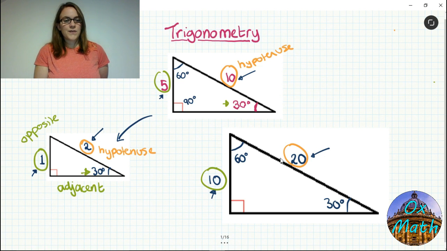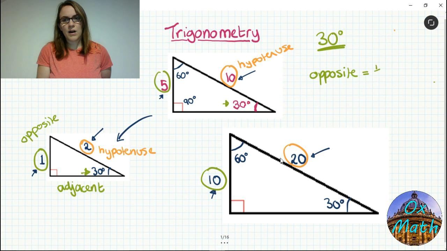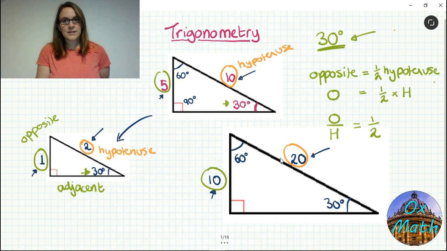And in the case of 30 degrees, so when our angle is 30 degrees, we know that the opposite is always equal to half of the hypotenuse. So I'm going to use a capital O for opposite and a capital H for hypotenuse. So the opposite is always half of the hypotenuse, and we can rearrange this to a ratio: the opposite compared to the hypotenuse, or opposite over hypotenuse, is equal to a half. That is only when the angle is 30 degrees.